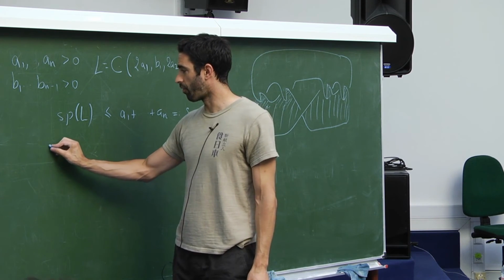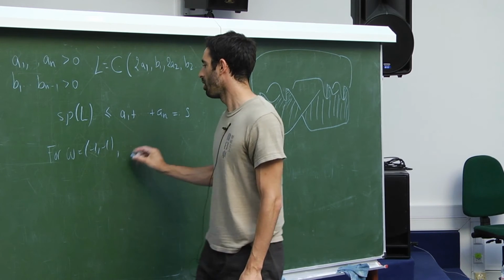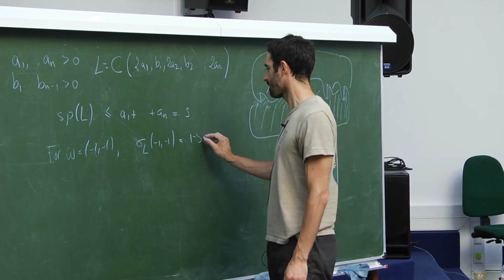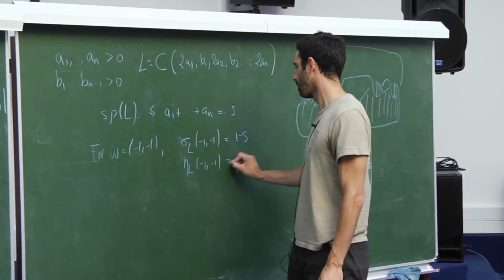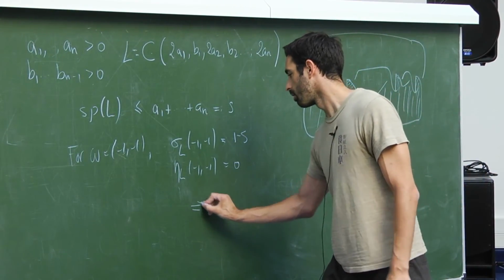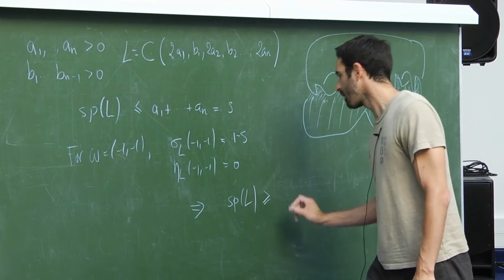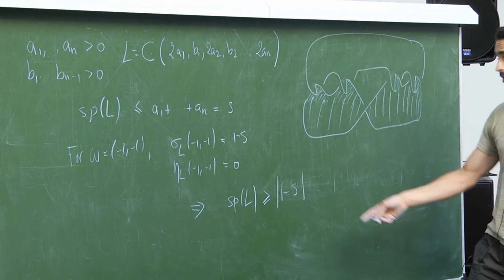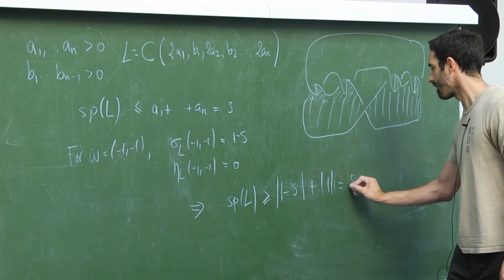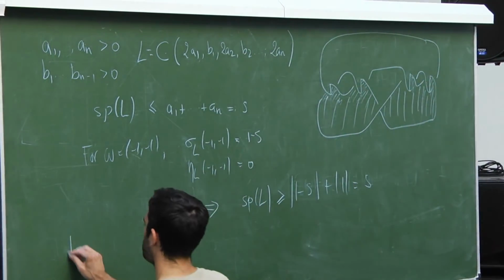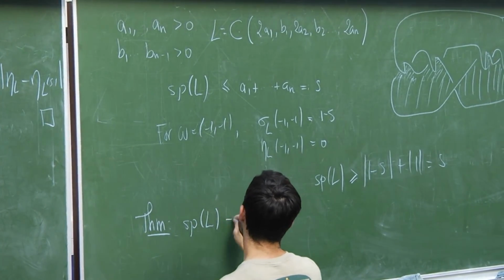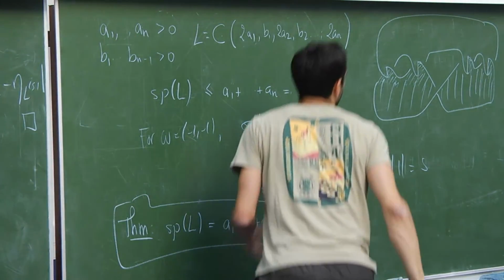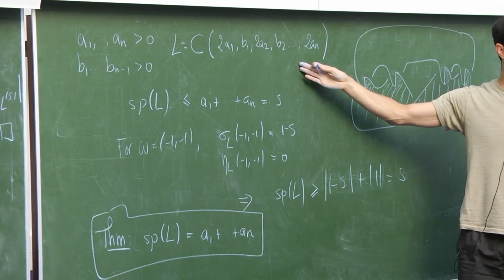So if you compute, for omega equal -1, -1, we get that the signature is equal to 1 minus S, that the nullity is equal to 0, and therefore, if you look at the splitting number of L, it's greater or equal to 1 minus S, minus the signature of the component which is 0, plus mu minus 1 that is 1, so I get S. So we have the theorem that the splitting number of this link is equal to A1 plus ... plus AN, which of course is a huge generalization of the examples that were obtained before.